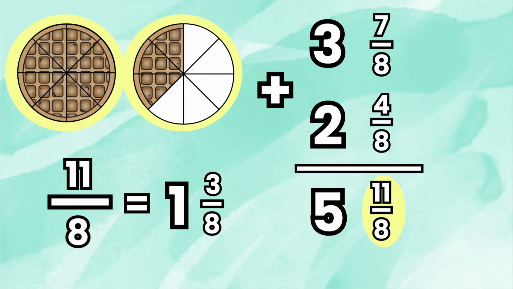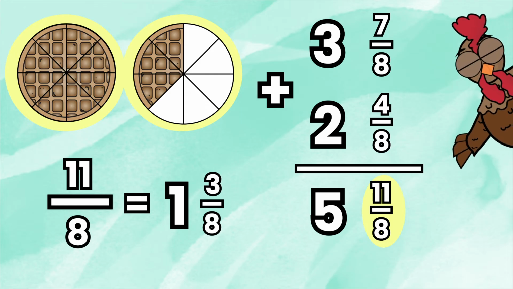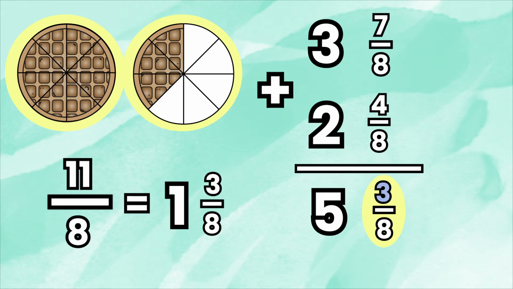Okay, so how do I put this back into my answer? I originally had 5 and 11/8, and I know 11/8 is the same as 1 and 3/8. So what I'm going to do is change the 11/8 into 3/8 because we know that's going to be the fraction that's remaining. But we have one whole that still needs to go into our answer. So we're going to add that one whole into the 5. So 5 plus 1 equals 6. So our answer is 6 and 3/8.